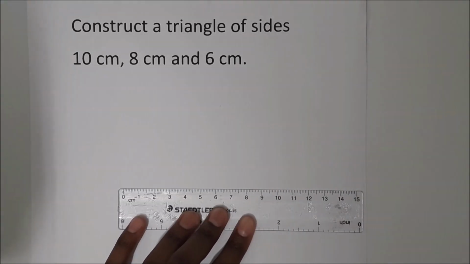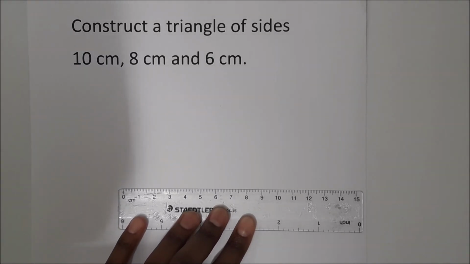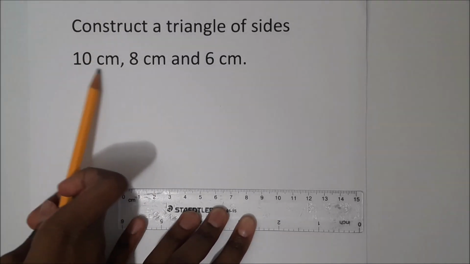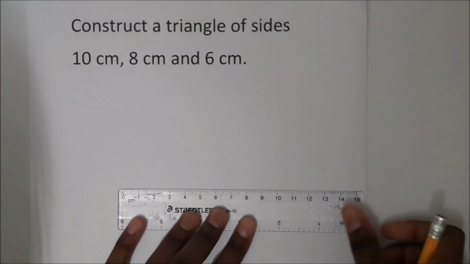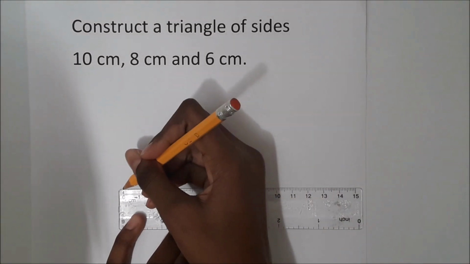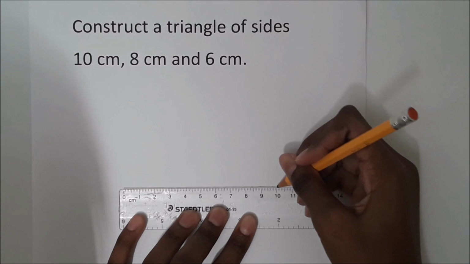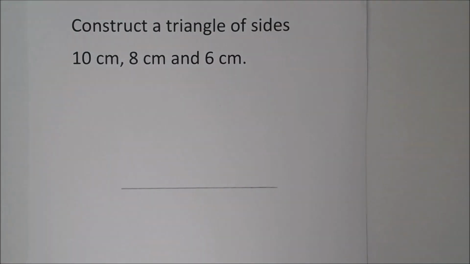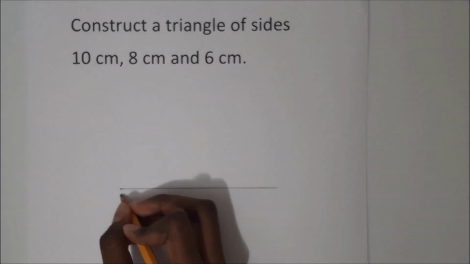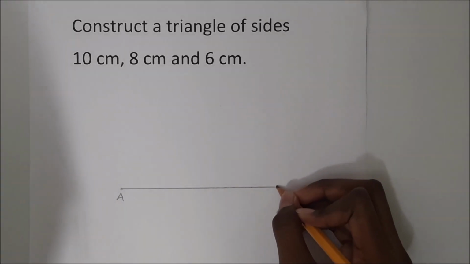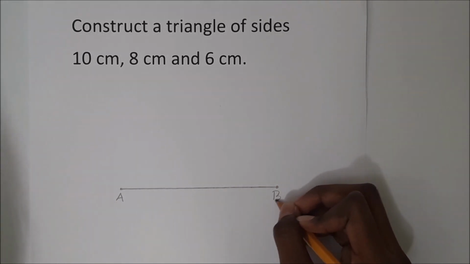Okay, read it, Rafaela. Construct a triangle of sides 10 centimeters, 8 centimeters, and 6 centimeters. Which side are you going to draw first? 10 centimeters. Okay, she wants to do the 10. Go ahead. Draw the 10 centimeter line. Label it point A and point B.